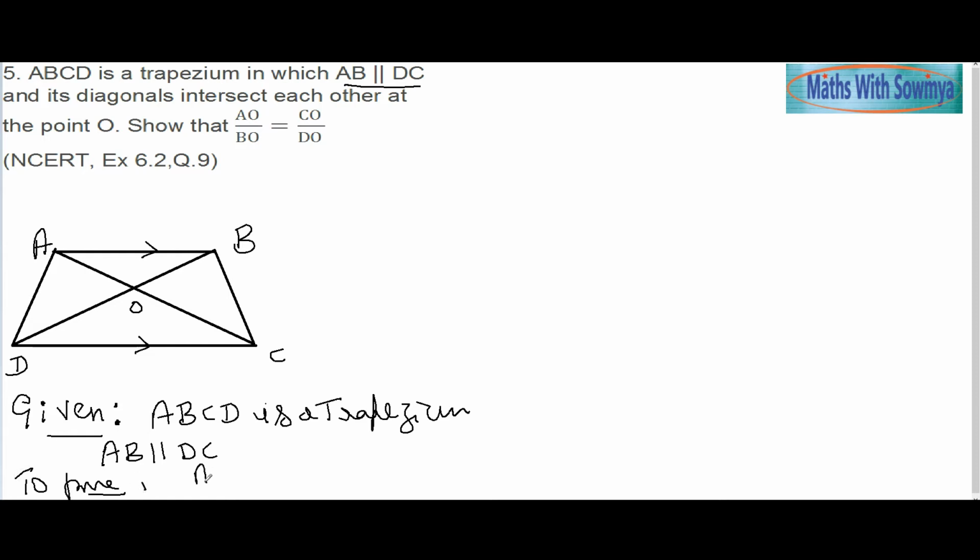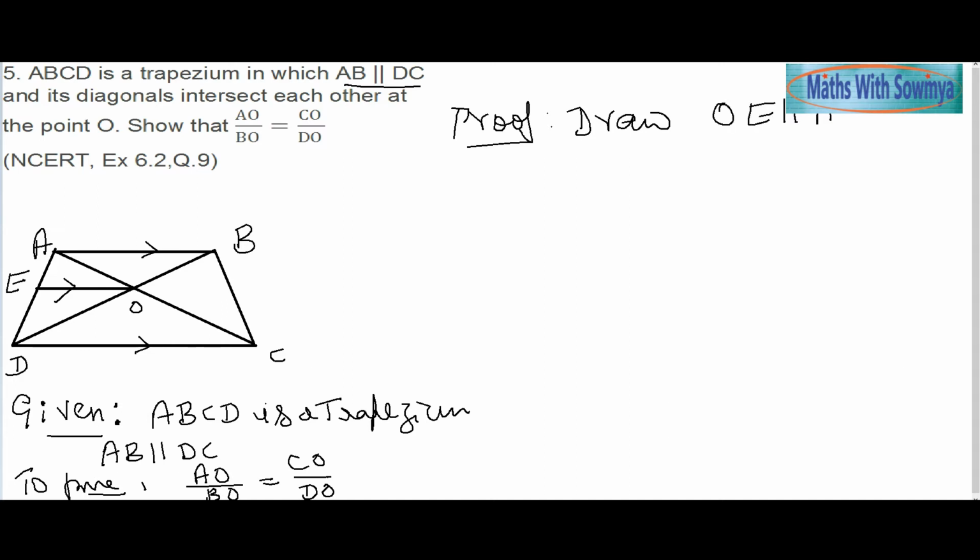We have to show that AO by BO is equal to CO by DO. We have to prove this. So let us go to the construction, or directly the proof also we can say. So you say draw, I'm going to draw a line here, OE, which is parallel to AB. So draw OE parallel to AB.